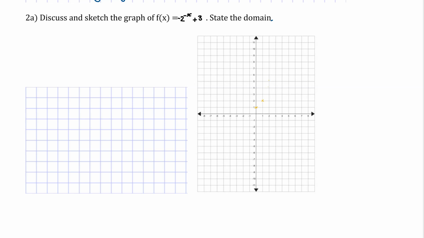If we graphed y = 2^x, we'd get a graph that looks something reminiscent of this. So, comparing these two graphs, firstly, because there's the negative here, what we're going to see is a reflection about the y-axis. So we can say that y = 2^(-x) is a reflection of y = 2^x in the y-axis.